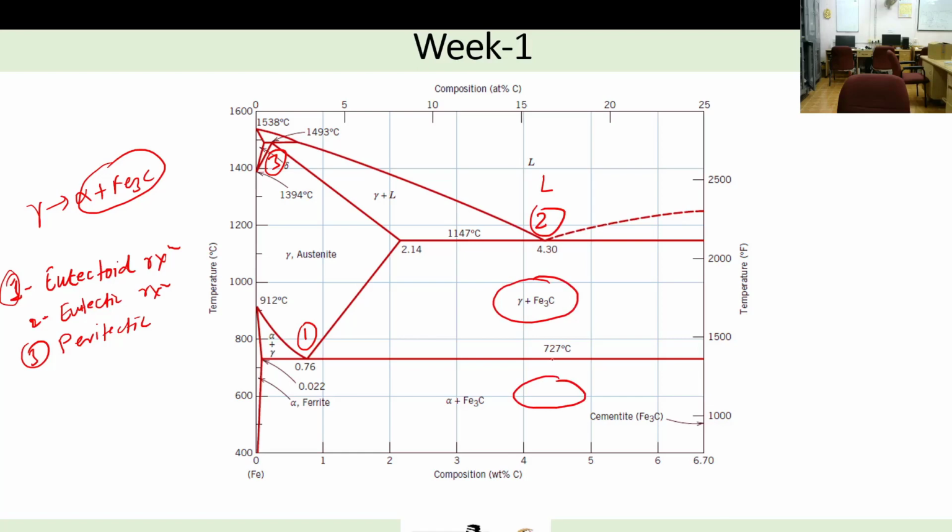So two solids. Here, if you are at the higher temperature, then this liquid will transform to austenite plus cementite, depending on which side of this eutectoid reaction you are. But in general, the eutectic reaction means one liquid will be transforming to solid 1 plus solid 2. So that solid may be ferrite, cementite, or austenite plus cementite, depending on the temperature at which you are lying. The third reaction here is peritectic.